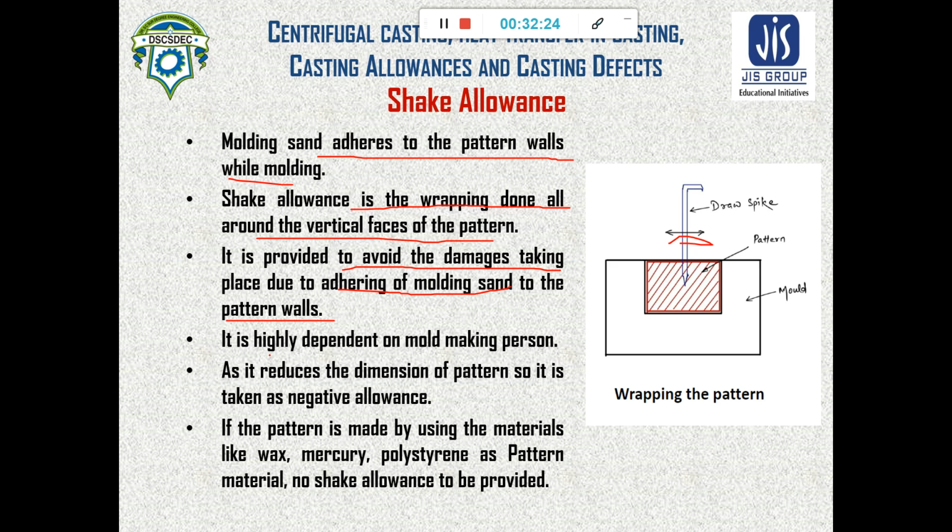It is highly dependent on the mold making person or operator, as it reduces the dimension of the pattern. So it is a negative allowance. Shake allowance is only a negative allowance. If the pattern is made of material like wax, mercury, or polystyrene, no shake allowance is provided. That means in case of an expandable mold pattern, no shake allowance is provided.